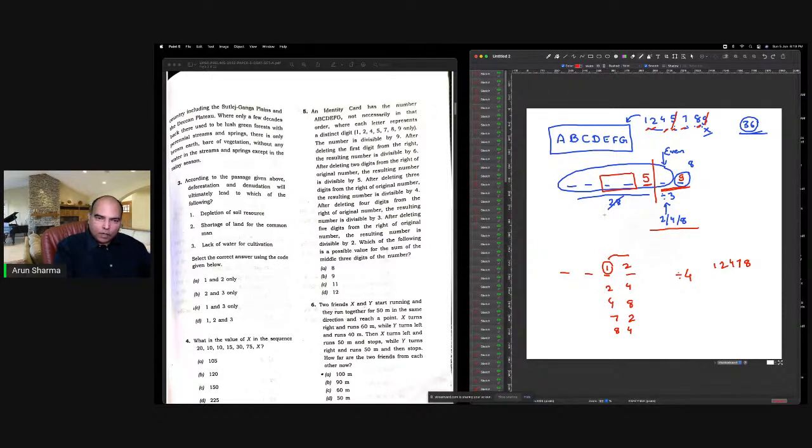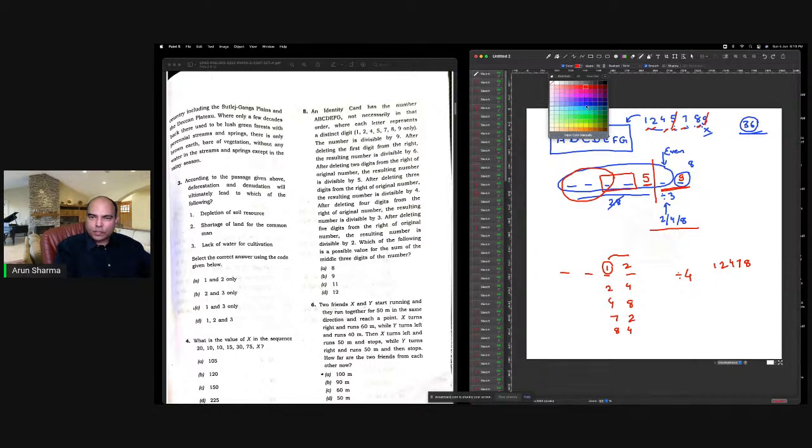Theek hai, uske baad kya bol raha hai agar? After deleting 4 digits from the right, the resulting number is divisible by 3. So ye 4 digit delete karne ke baad, I'm talking about this number, only the first 3 digits. Let me use the different.